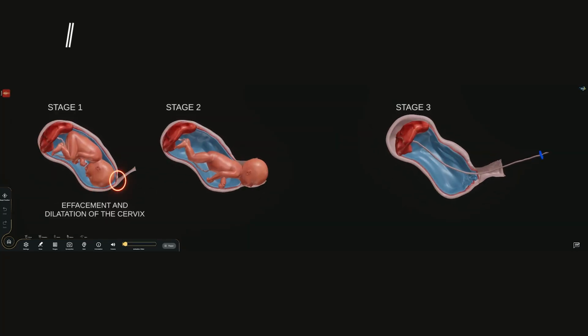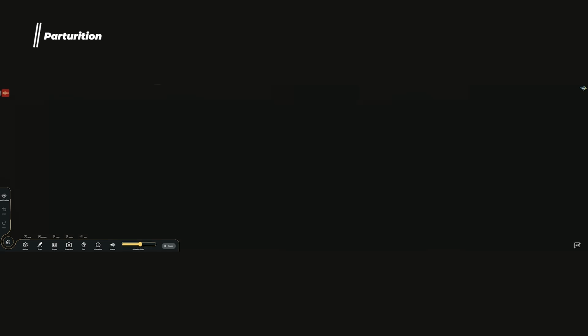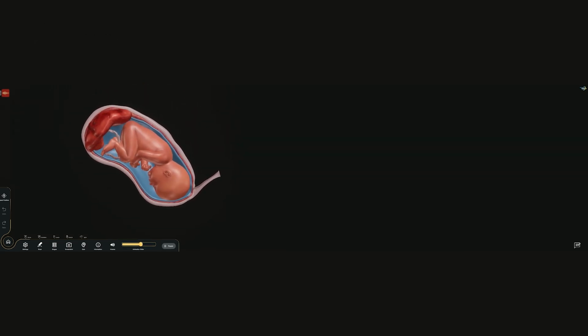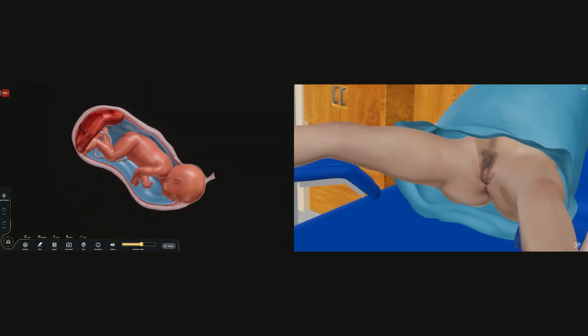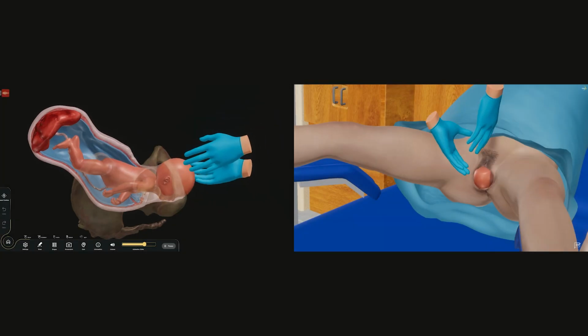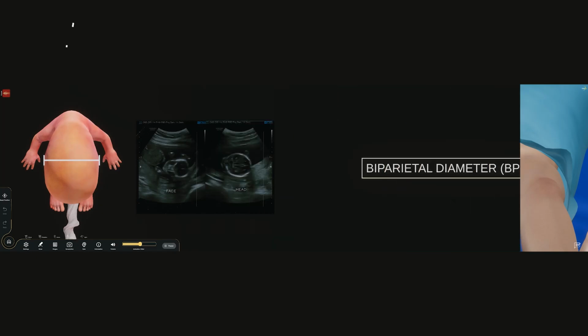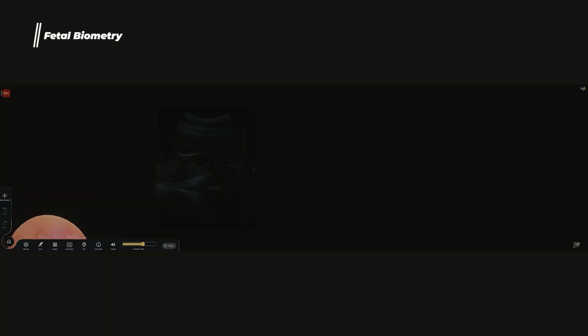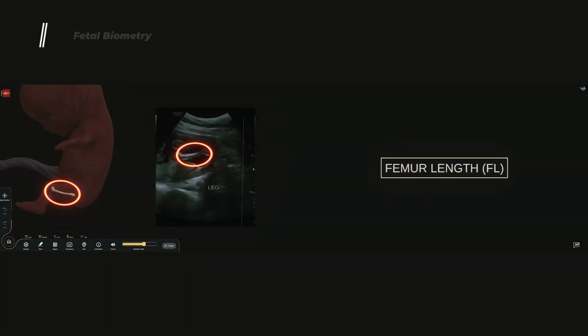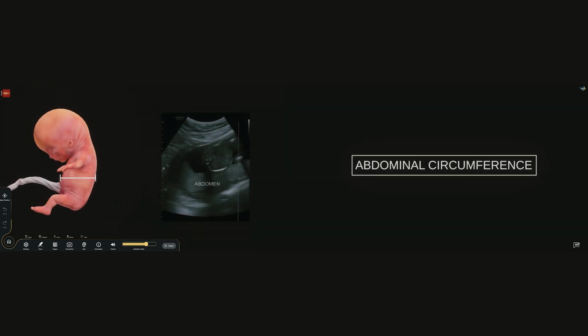Witness the symphony of biology with birth with the parturition module of Cadaviz. Learners can now observe the different stages of labor from uterine contractions to cervical dilation through fetal expulsion. Determine fetal age and development from biometric parameters such as head circumference, femur length, and abdominal circumference.